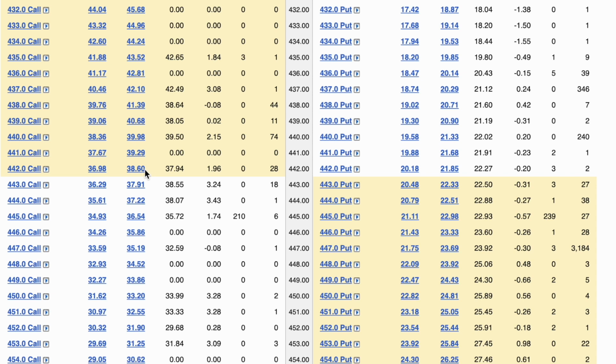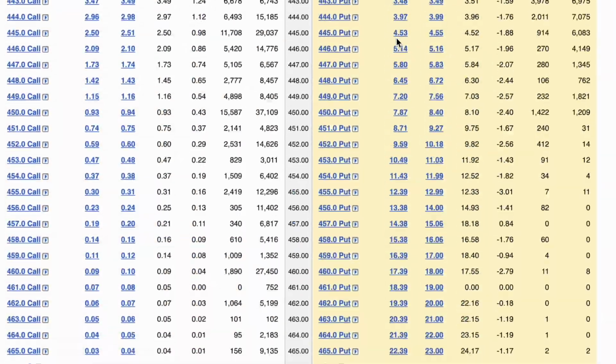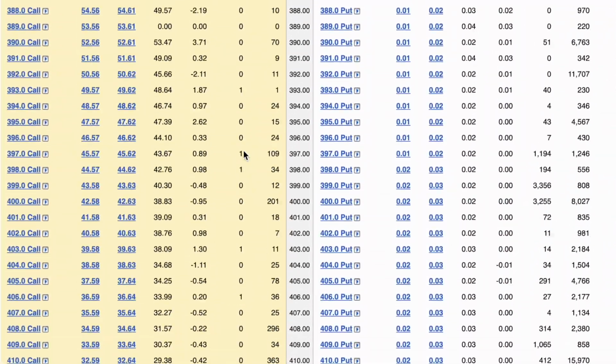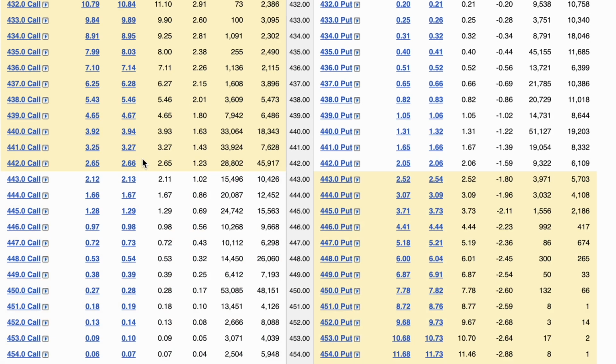However, look at the premium, $38.60. So if you divide $39.29 by $38.60, you get 0.0178%, almost 2%. Let's go back to the 3 days. 3 days out, divide the 3.27 by 2.66, and you get a 22% gain if the stock moves $1. There's a big difference between 2% and 22%.